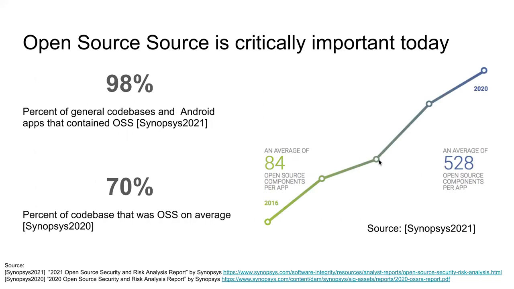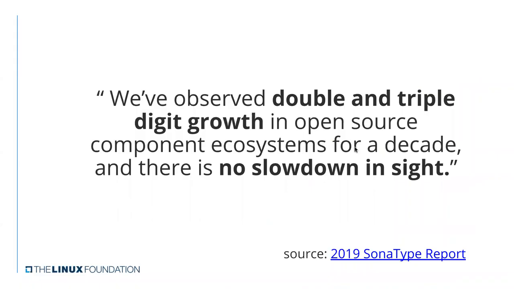Open source software is critically important today. Here are some figures. Almost all, 98% of code bases contain open source software. When Synopsys looked into programs, they found that even if the software as a whole was proprietary, when you average things out, 70% of code bases were internally open source, and there are more and more open source components within applications. And that growth continues.